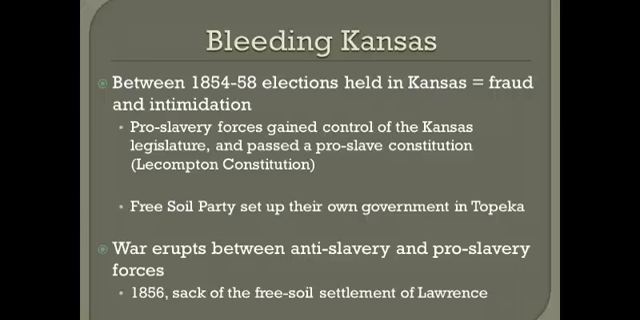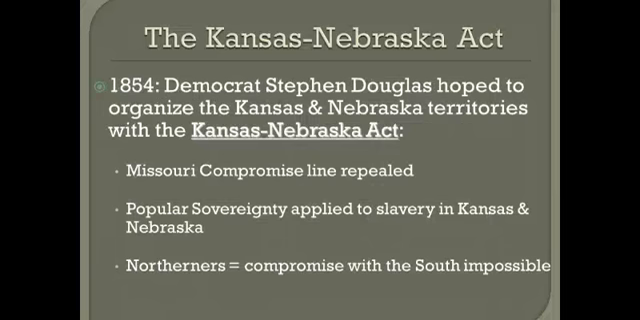In 1856, you have a sack of the Free Soil settlement of Lawrence, and this is the first unofficial battle of the Civil War. This is where the first blood is really spilt, and it's going to be an indicator of future massive problems. So, just to give you an overview, Stephen Douglas thought that this would help to organize the Kansas-Nebraska territory. So the Missouri Compromise line is repealed, popular sovereignty is applied. Northerners at this point are like, listen, compromising with the South is impossible.